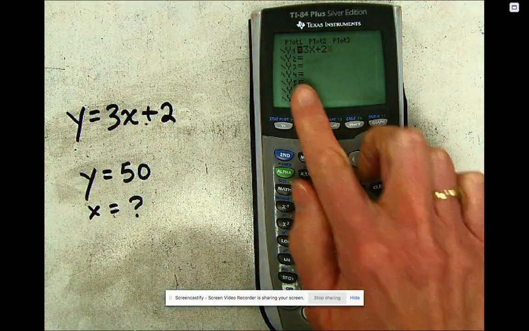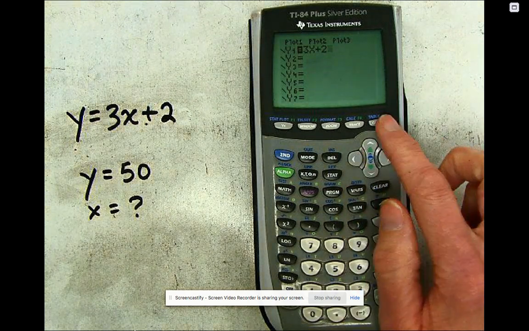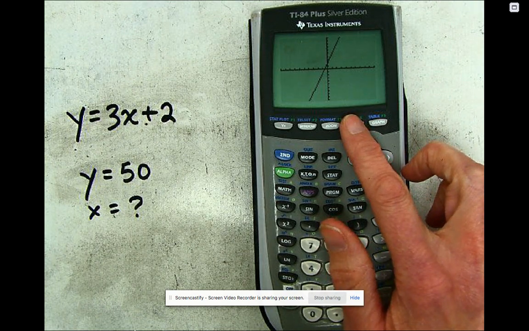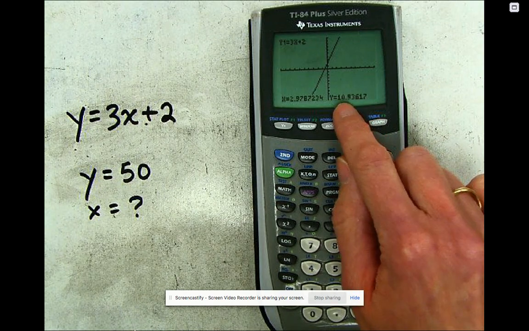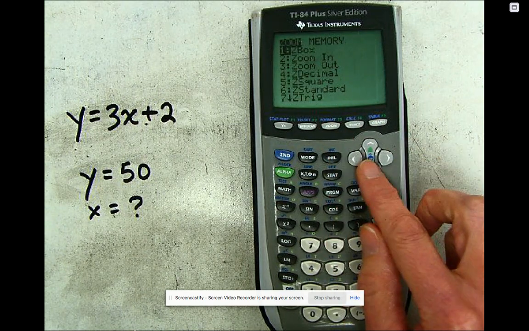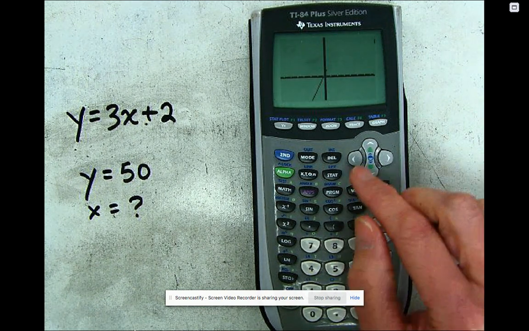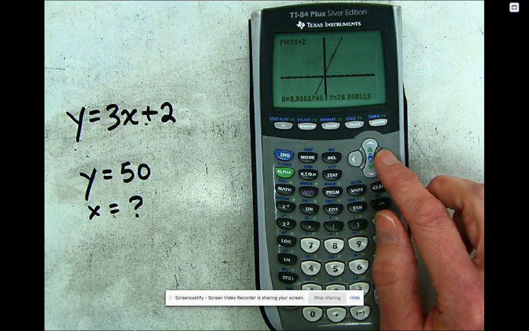So I've got y is equal to 3x plus 2. I'm going to go to the graph, and I'm going to trace, and I want y to be 50. Again, I'm going to have to go pretty far, so I might want to zoom out. I'm going to start tracing again. So I want y to be 50.